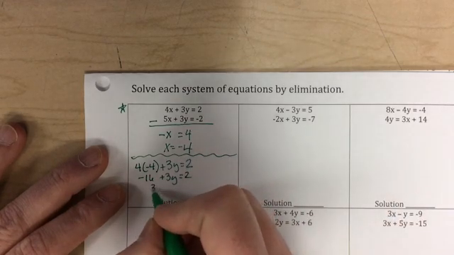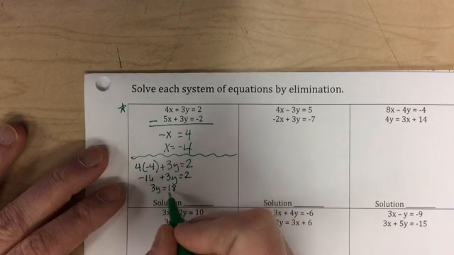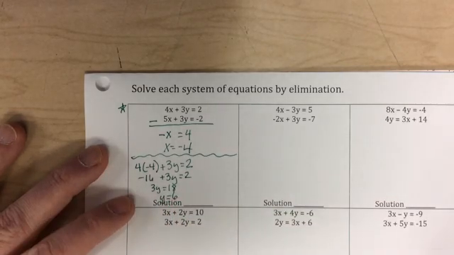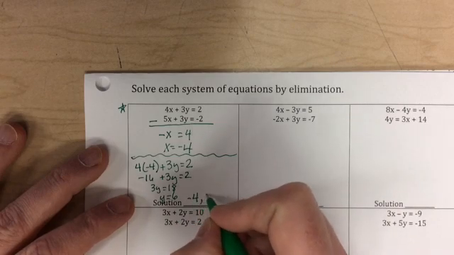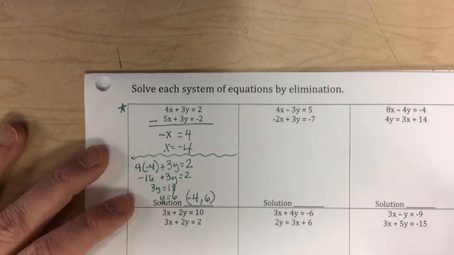And that would be 3y equals 18. Divide both sides by 3, so y equals 6. So my solution is (-4, 6). And remember, I have to put them in parentheses.